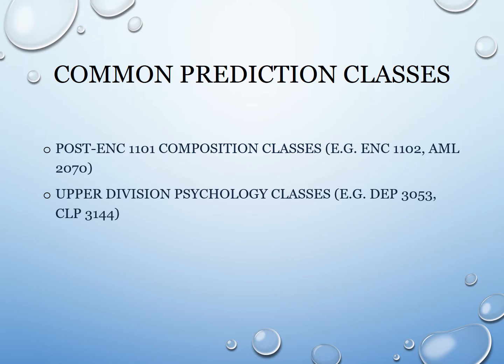You'll also see a lot of post ENC 1101 composition class requests. So students are going to want to maybe take their second composition class, which might be ENC 1102 or AML 2070, but they're going to have ENC 1101 as a prerequisite. If the student's predicting a 3 or higher on, let's say, AP English Language and Composition, then that would be something where we would say, okay, sure, predictions are fine. Let's go ahead and give you the input consent to register for these classes for the time being.